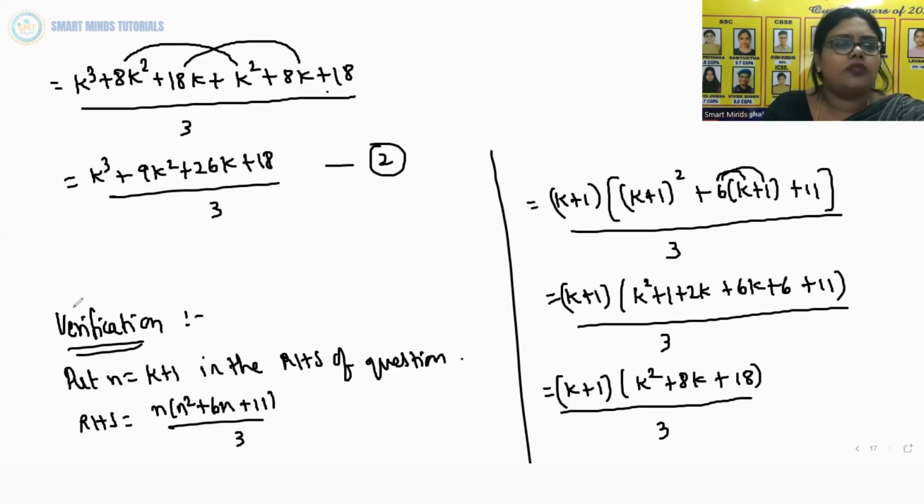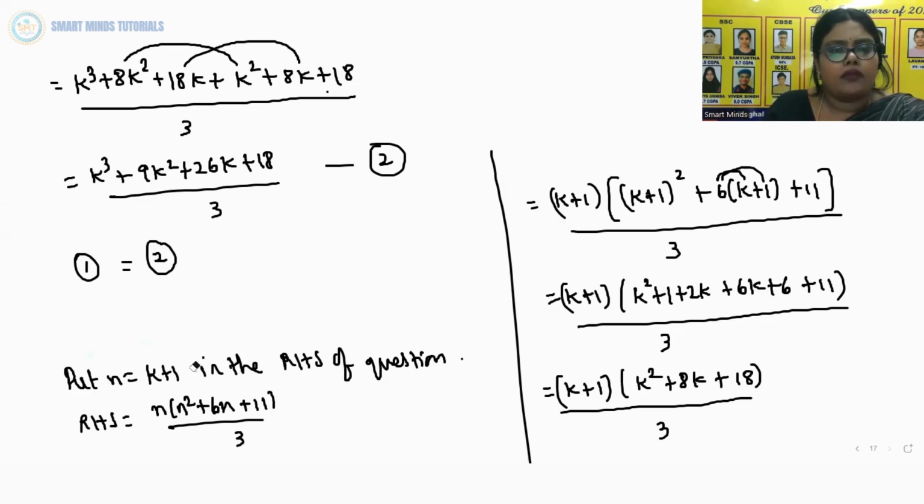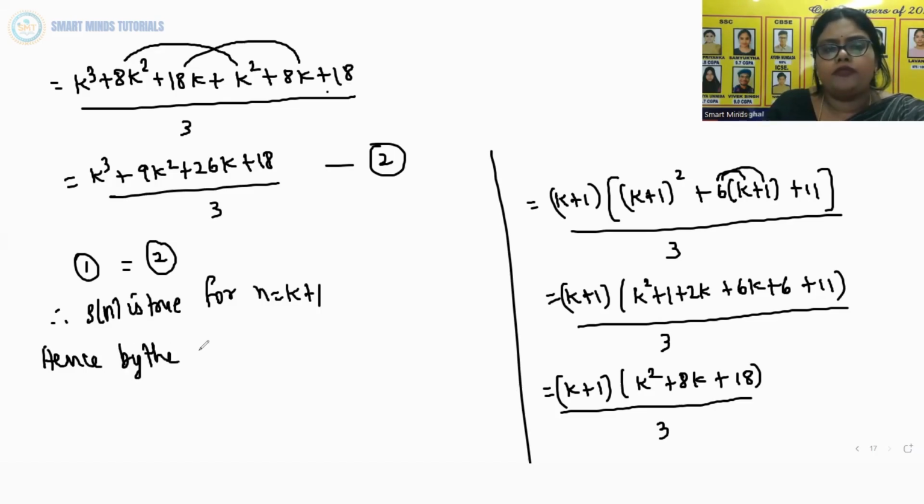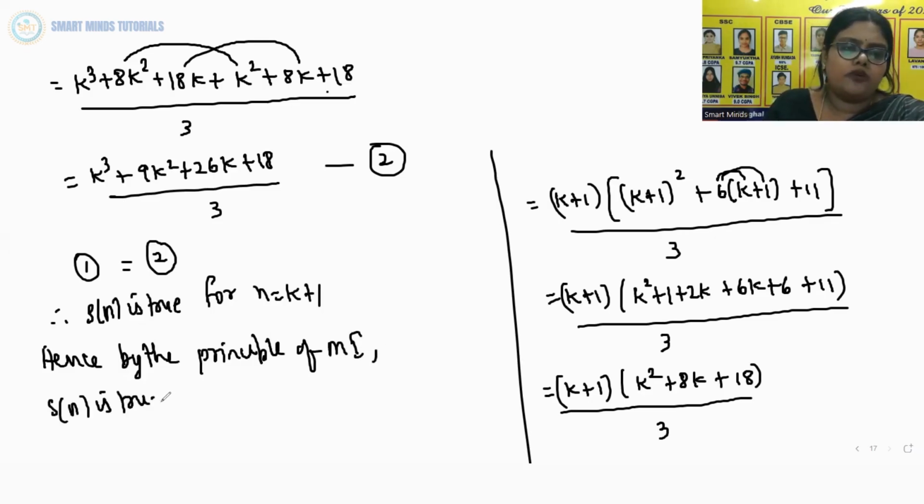Take this as equation number 2. Now you can see that equation number 1 is equal to equation number 2. So you can say that therefore S(n) is true for n is equal to k plus 1. Hence, by the principle of mathematical induction, S(n) is true for all n belongs to N.